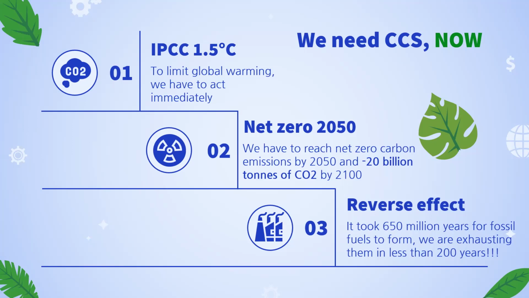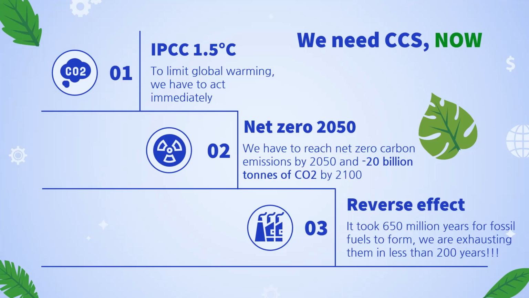So in order to limit this global warming to 1.5 degrees Celsius, we have to reach net zero by 2050. These numbers are heavily studied and they are not just random numbers thrown out. We have to have net zero carbon by 2050 and negative 20 billion tons of CO2 per year by 2100. So these are not numbers to be taken lightly.